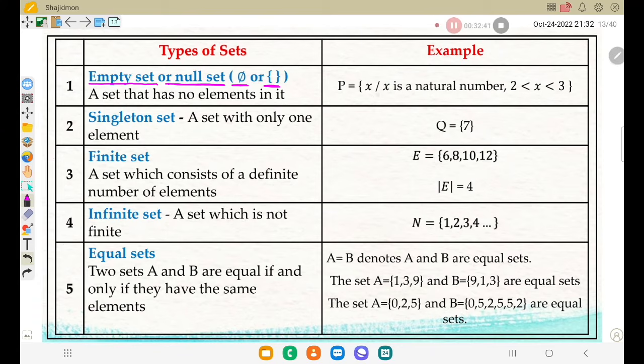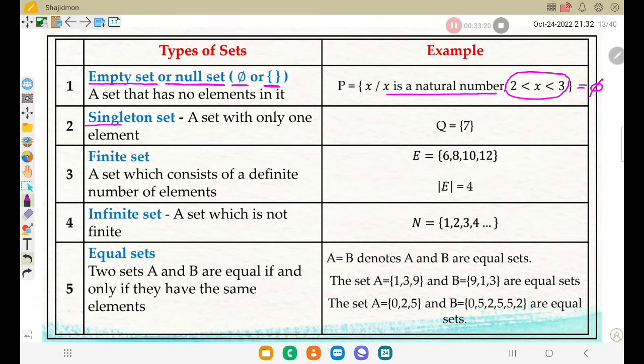For example, see one example here: the set of all x such that x is a natural number and 2 is less than x less than 3. In between 2 and 3. Is there any natural number in between 2 and 3? Nothing. 2 is a natural number, 3 is a natural number, but in between them, with 2 and 3 not included, there is no natural number, correct? So what is the set actually? This is the empty set, phi. So this is one example of the empty set. From 2 to 3 there is no natural number, so we get the empty set. Like that, such a set we call an empty set or null set.